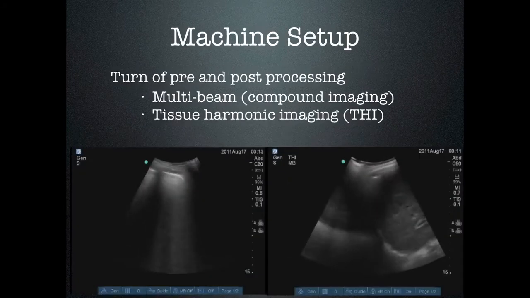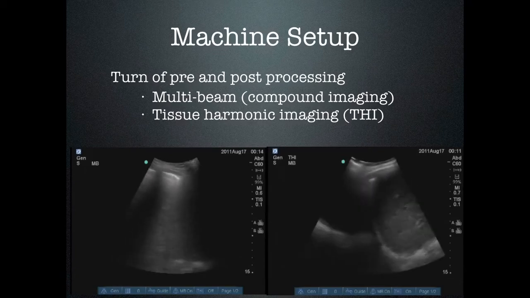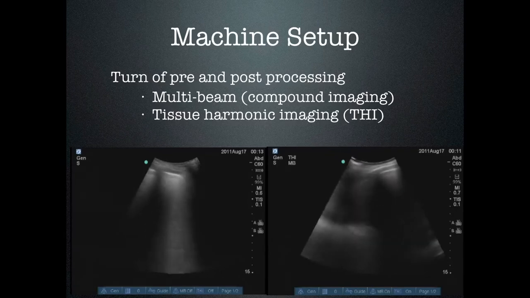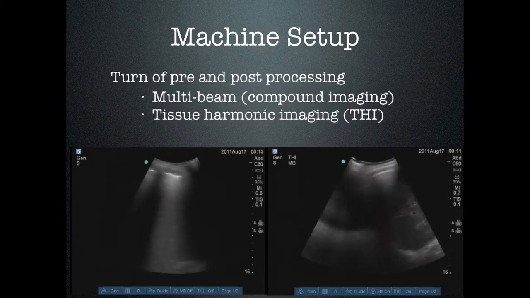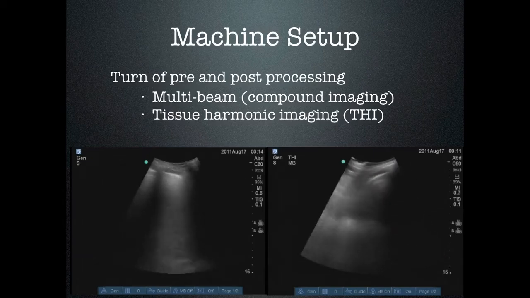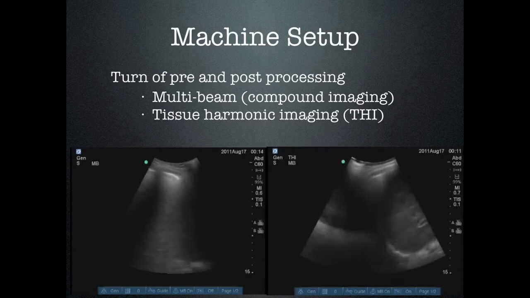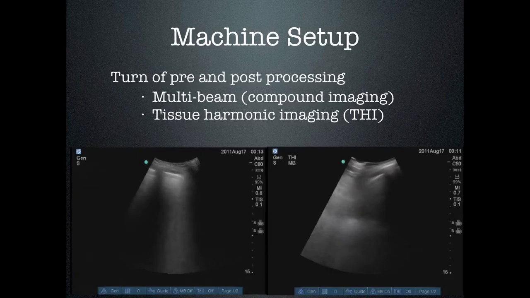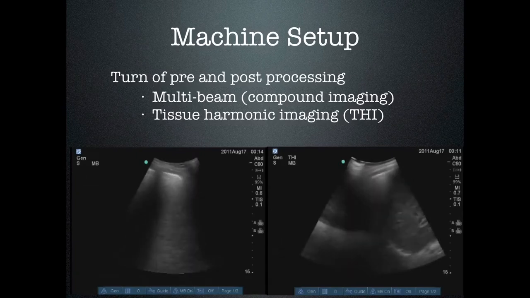Now, an important point about looking for B-lines is that ultrasound machines typically try to reduce the amount of artifact present in the image. Therefore, there is processing that takes away artifacts that we are looking for. If we look at the image on the left, we can see our B-lines, or our comet tail artifacts that start at the pleura and go all the way off the screen. On the image on the right, it is the exact same person in the exact same location, but we cannot see those artifacts as well.